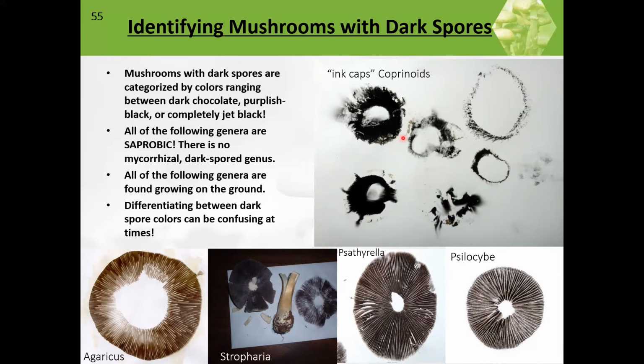At certain times, certain species will deliquesce and actually turn to goo. And that's where they got their name from, because hundreds of years ago, people actually used them for writing, you know, for ink. So they're all saprobic. There is no mycorrhizal dark spore genus, and they're all found growing on the ground. So like I said, it can be kind of confusing. So you might have to refer to this chart quite often.